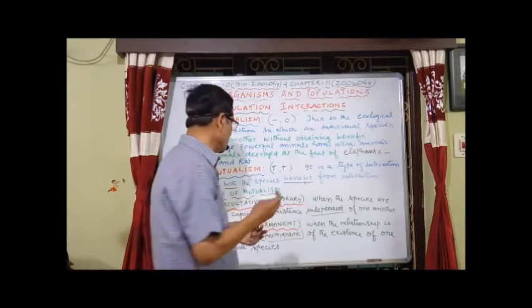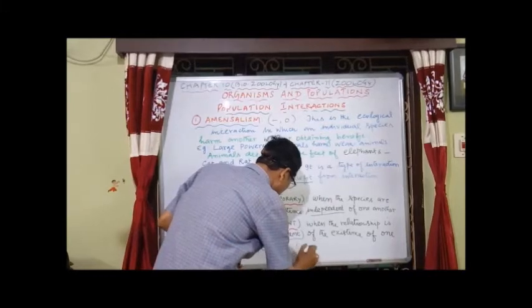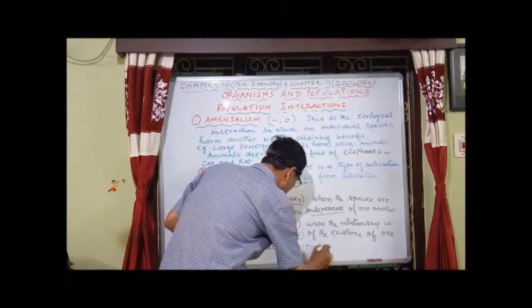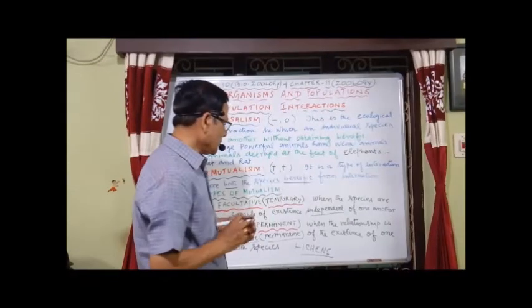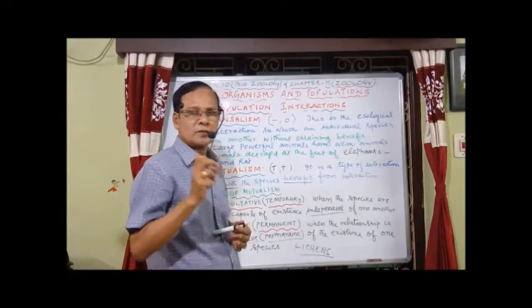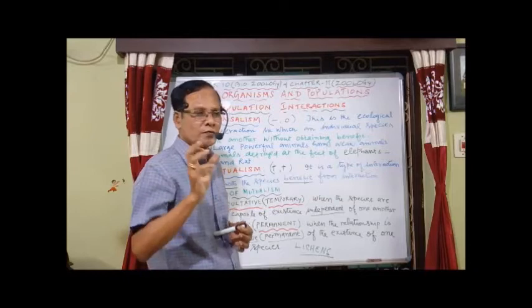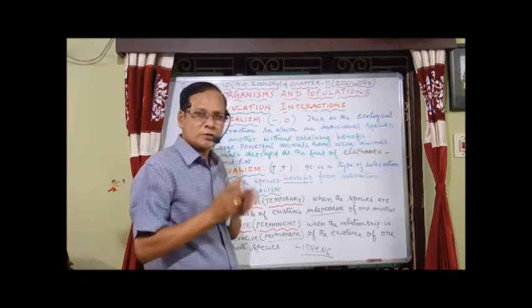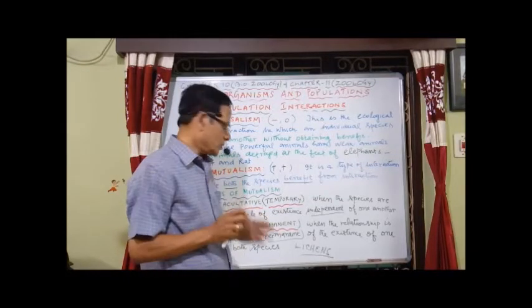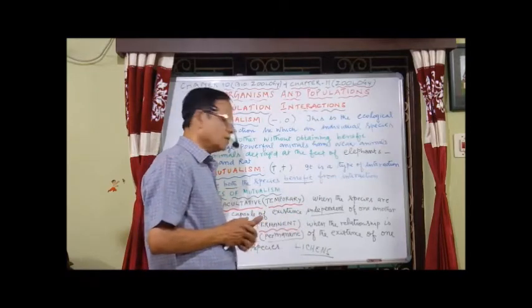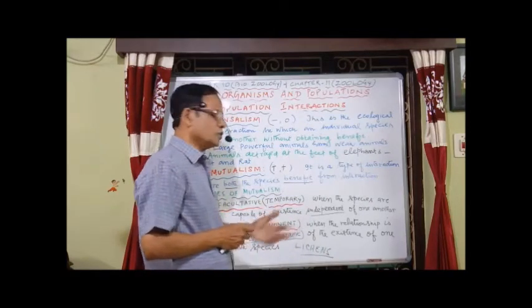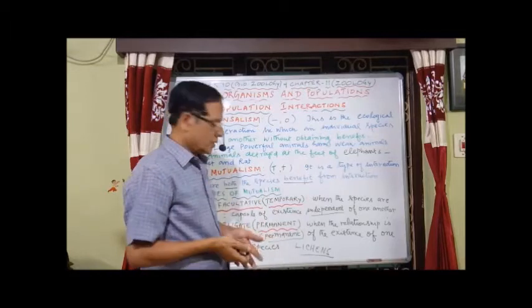See, for example, lichens. Now, in that case, you know it's a combination of algae and fungi. Always they remain together to form a compound plant, what is called lichens. This is an example of obligate mutualism.